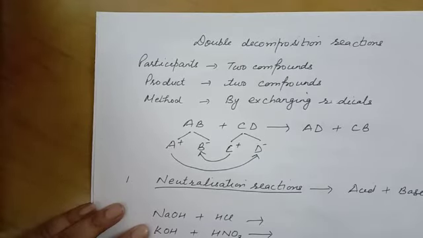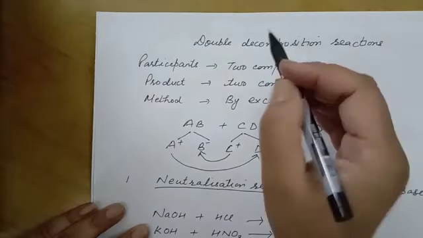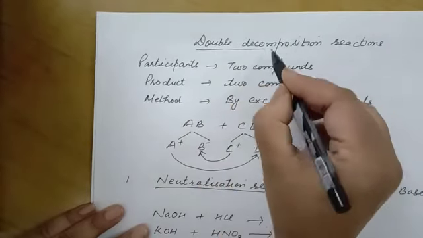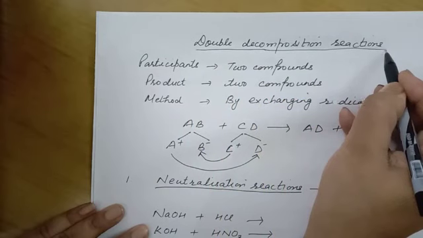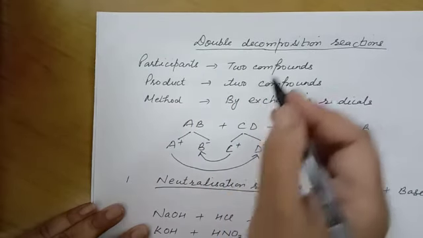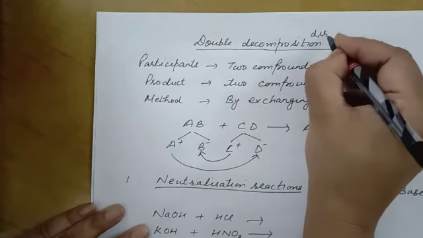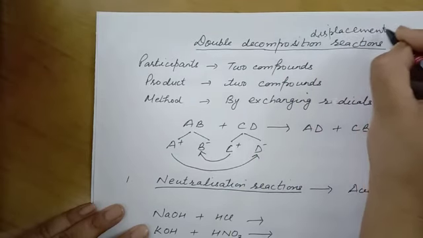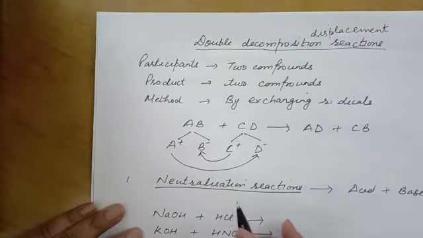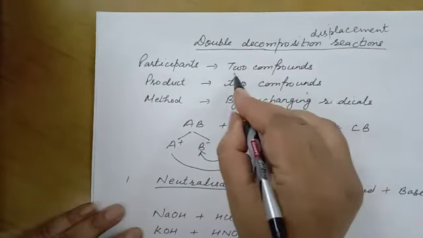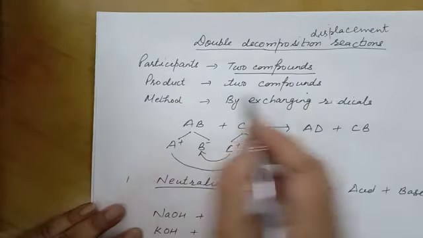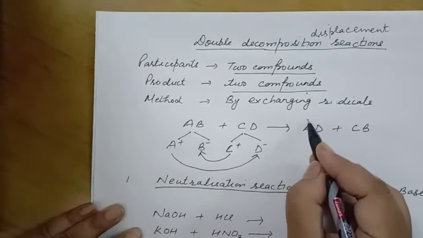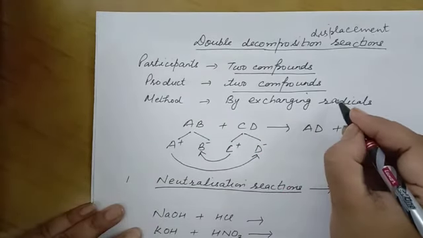Hello students, today let us discuss the last type of reaction, double decomposition reaction. This double decomposition reaction is also known as double displacement reaction. The participants are two compounds, and the products are two compounds too, and the method is by exchanging radicals.